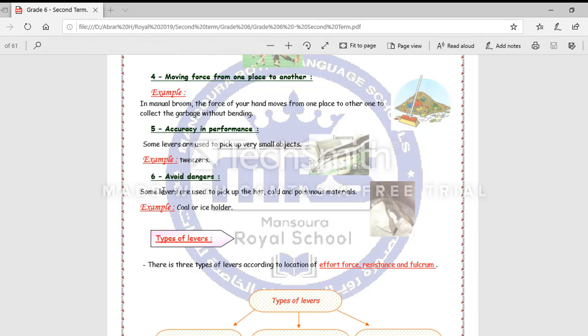Number 6 is to avoid dangers. Like what? Like the coal holder or ice holder. Some levers are used to pick up hot, cold, and poisonous materials. So here in the coal holder, for example, if you try to hold the coal with your hand, it will burn it. So we use the coal holder to avoid dangers.